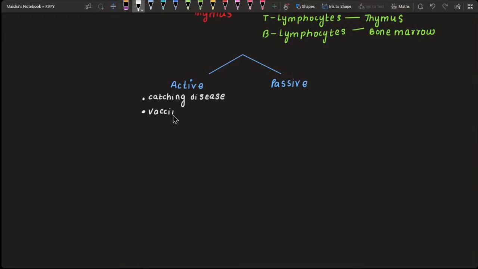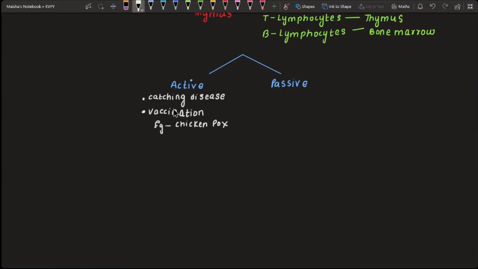So this can be either catching the particular disease or through vaccination. So in any kind of vaccination, they put the degenerated form of the pathogen in the body. So the body is able to fight those pathogens, create an antibody, and thus we are immune when the pathogen enters the body for the second time. For example, this can take place for, let's say, chickenpox and other kinds of diseases.